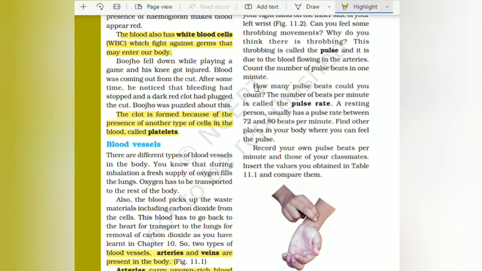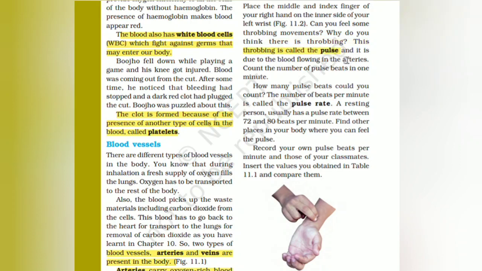Count the number of pulse beats in 1 minute. The number of beats per minute is referred to as what? Pulse rate. A resting person usually has a pulse rate between 72 and 80 beats per minute. Find other places in your body where you can feel the pulse. Record your own pulse beats per minute and those of your classmates.